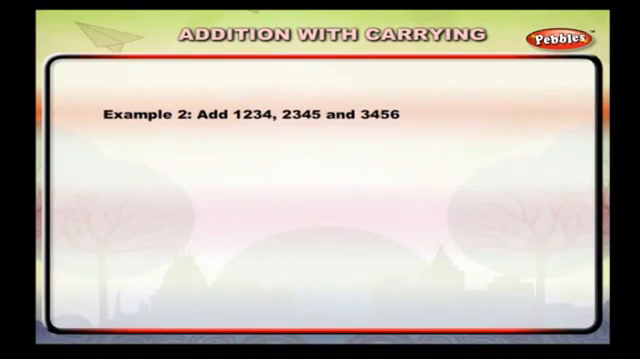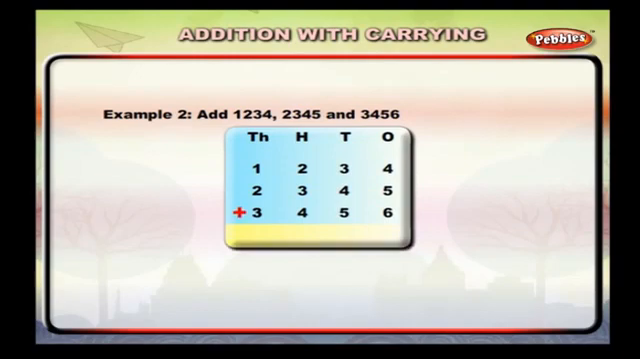Example 2. Add 1,234, 2,345 and 3,456. Add ones column first. 4 plus 5 plus 6 is equal to 15. Write 5 below the ones column and carry over 1 to the tens column.